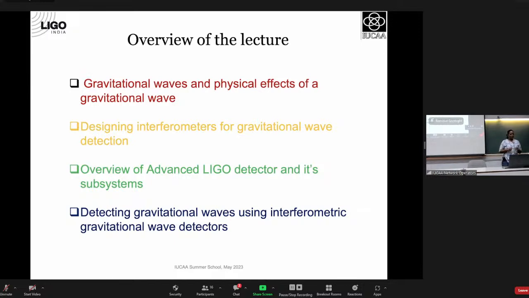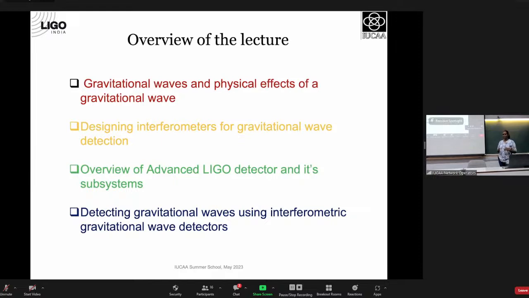And then we look into the advanced LIGO detector itself, its configuration. And since the detector is huge, it has to be divided into subsystems. And that's where it becomes a multidisciplinary project, because everyone with every expertise in physics comes together to build a gravitational wave detector, and the data goes to the astronomers to analyze and eventually detect the gravitational wave.